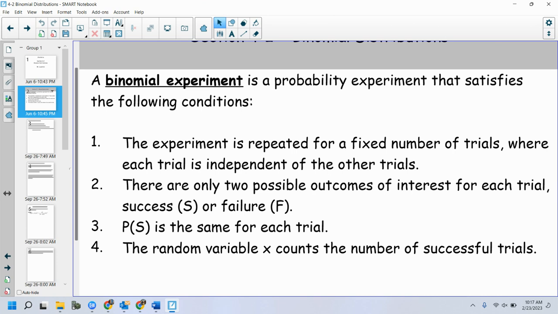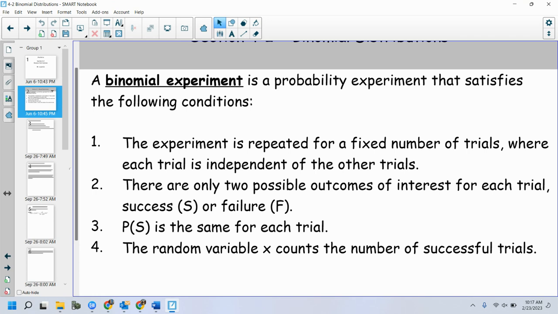Where'd the numbers go? All right, so a binomial experiment has 4 conditions. First condition, the experiment is repeated for a fixed number of trials where each trial is independent from the other trials. Independence is key.